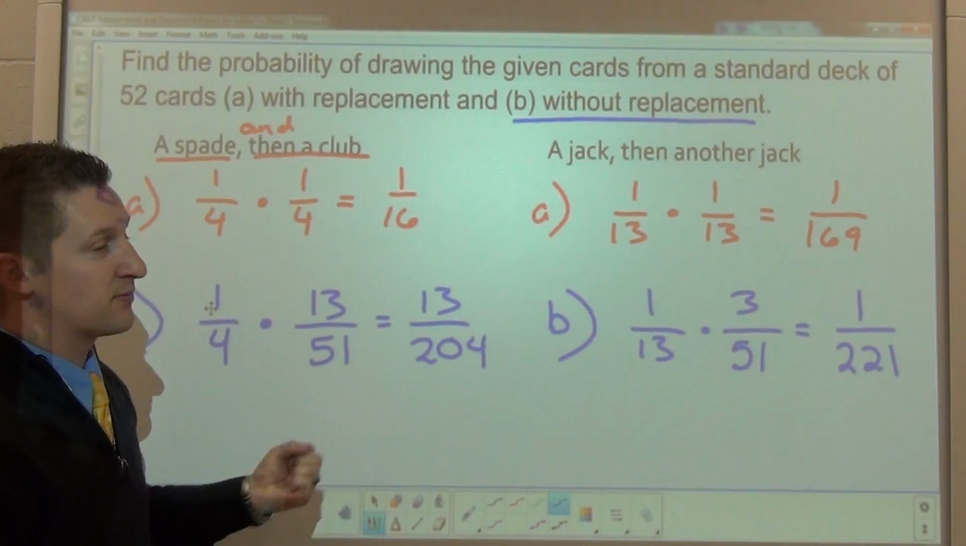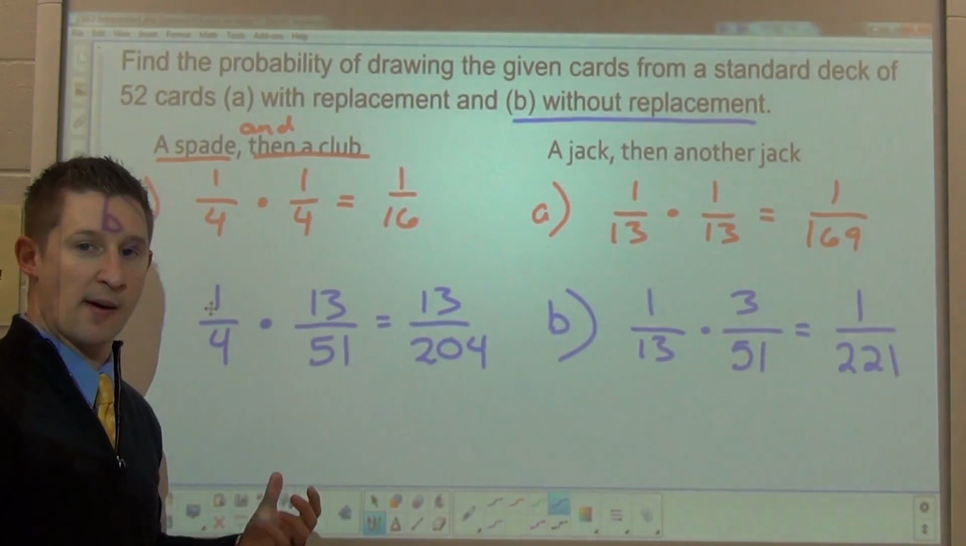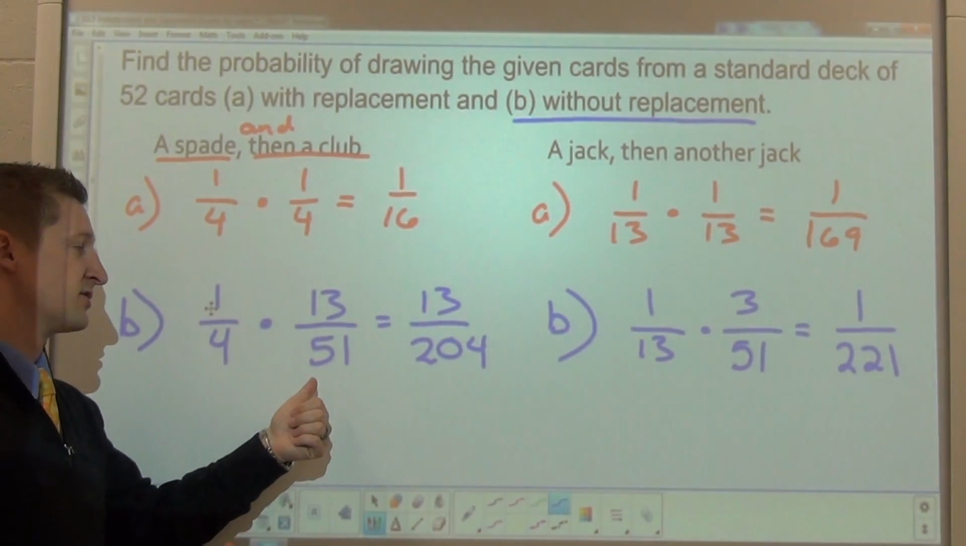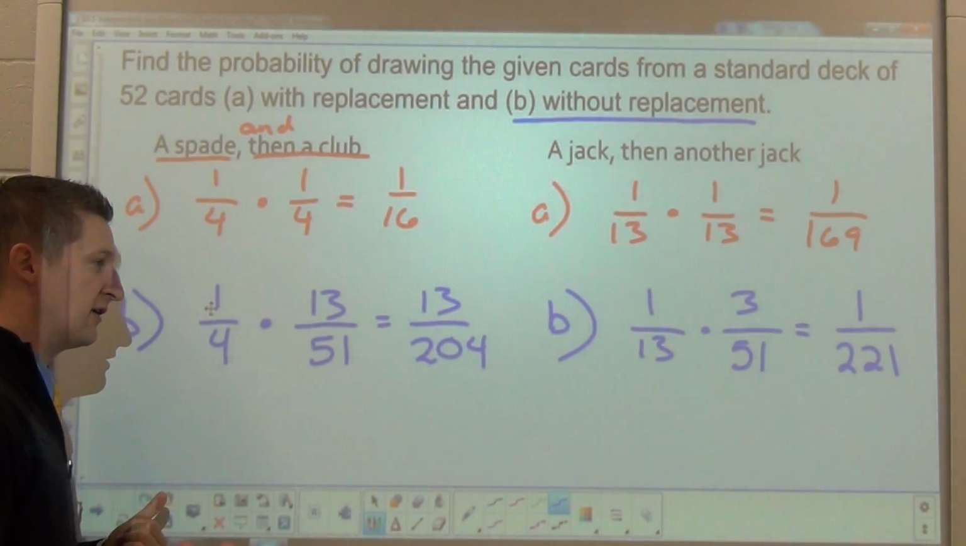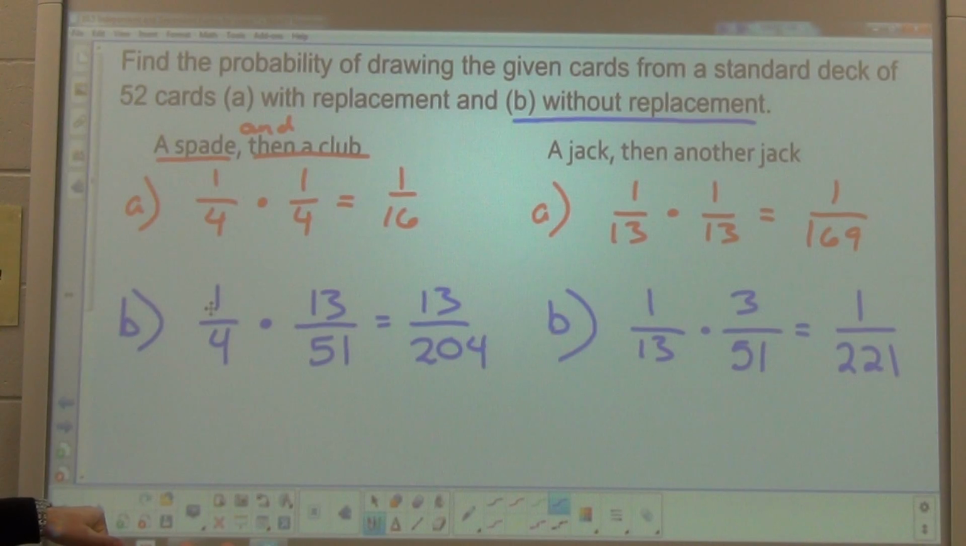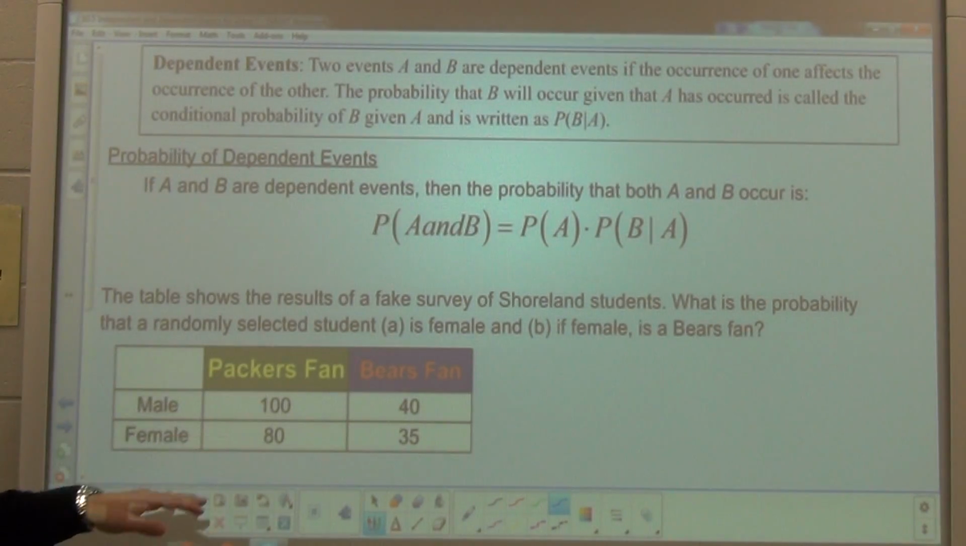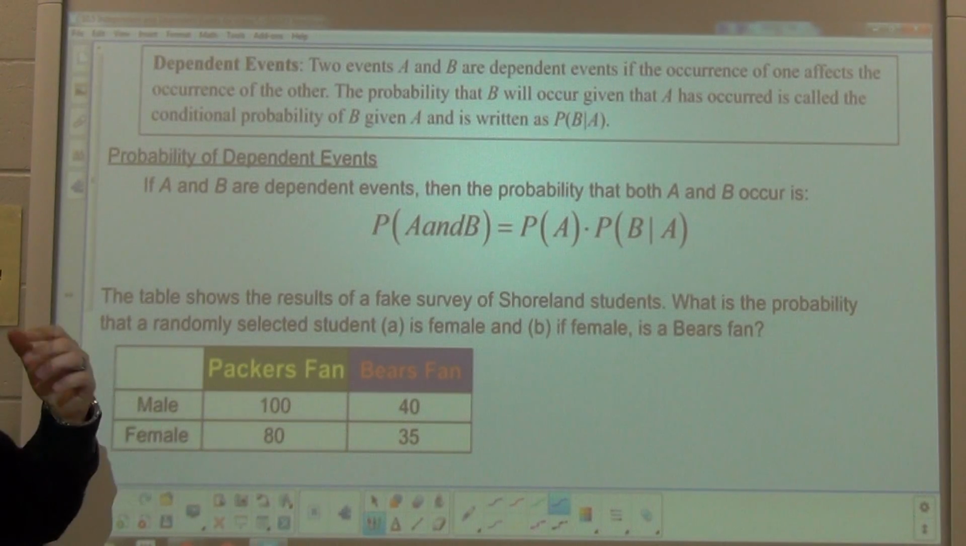But when I keep that card out, now I have affected the probability of the second event happening. So now the second event depends on the first event. And if I'm looking at the probability of dependent events, I have to change my thinking just a little bit. I'm still multiplying, but what I multiply by is slightly different.